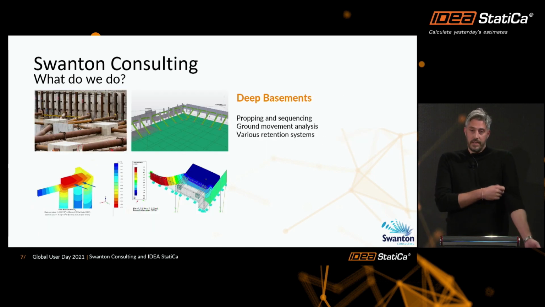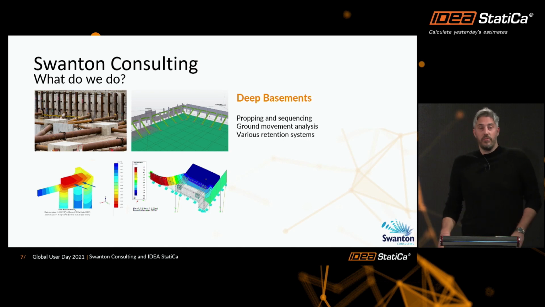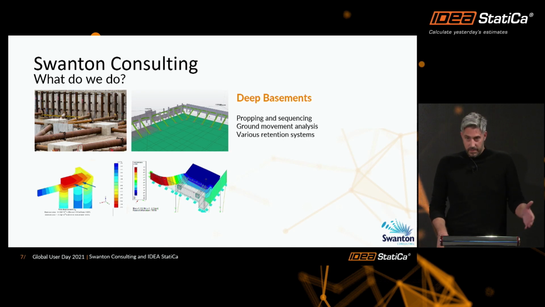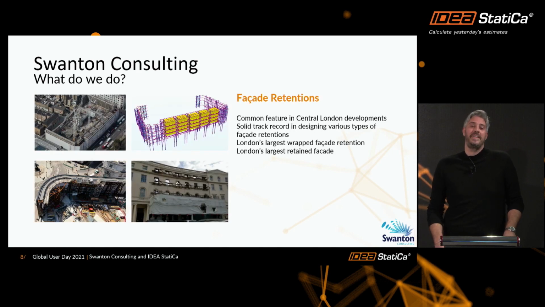We do operate in very, very confined urban spaces, since we are based in London, having some high-value adjacent properties, so we are specialized also in deep basements and ground movement assessments. But that means that we need to find some clever ways, let's say it, in order to provide proper retention schemes. And this is where IDEA StatiCa is using us quite a lot in the past and future, of course.